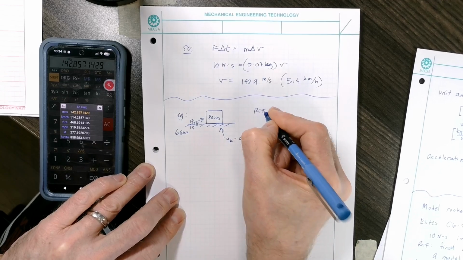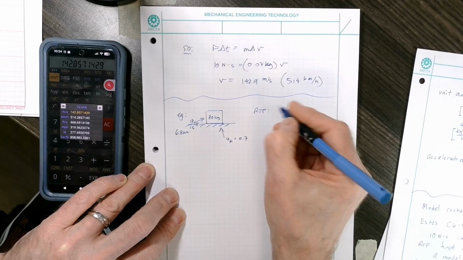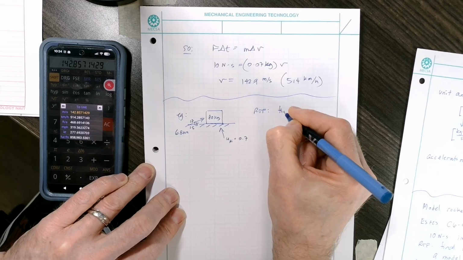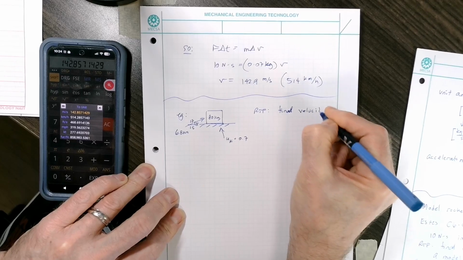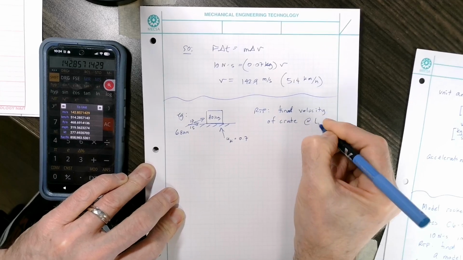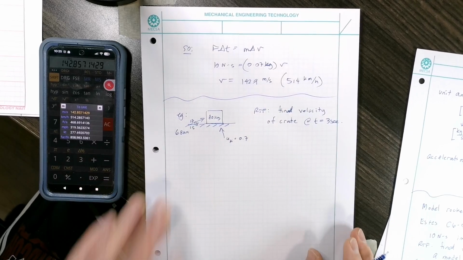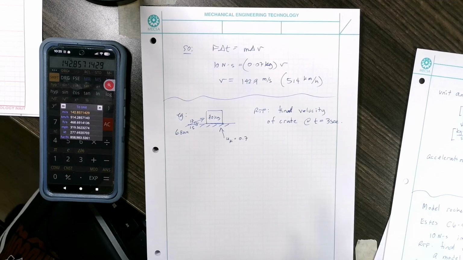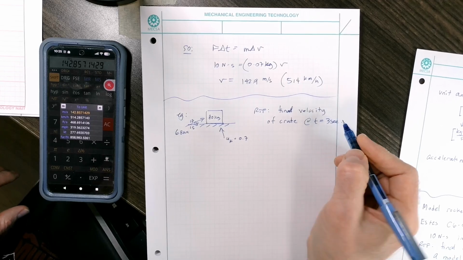Required to find: final velocity of the crate at t equals 3 seconds. Now, the question I'm basing this on has t as 7 seconds, and it's like, okay, I'm going to push this crate across the warehouse, and in 7 seconds I'm going to be going 80 miles per hour. So it's ridiculous, so I made it 3 seconds. That's the modification. If you can find this question in a textbook, more power to you.